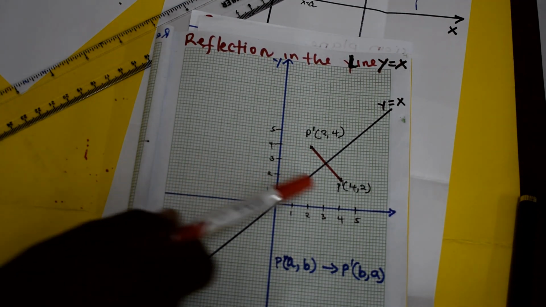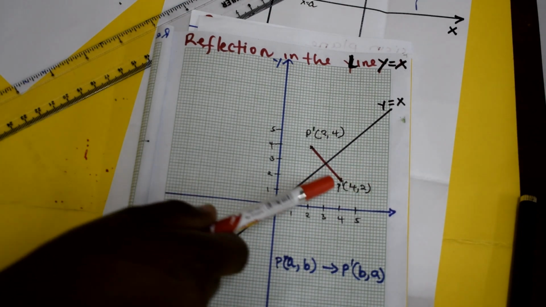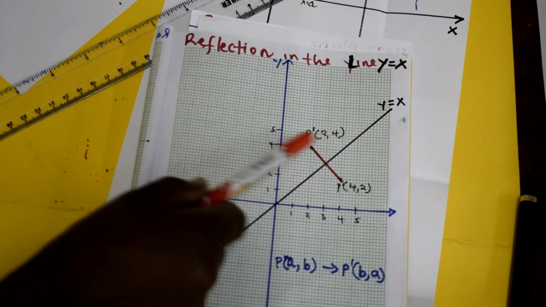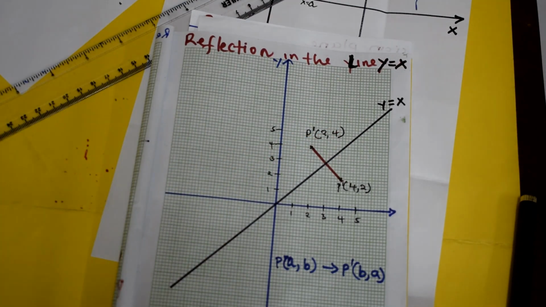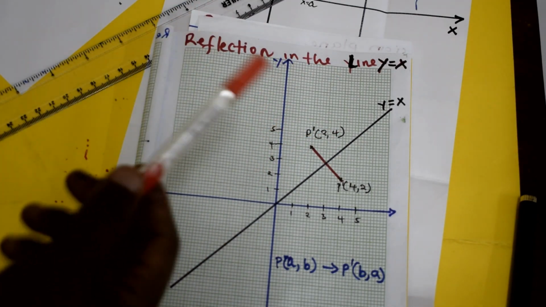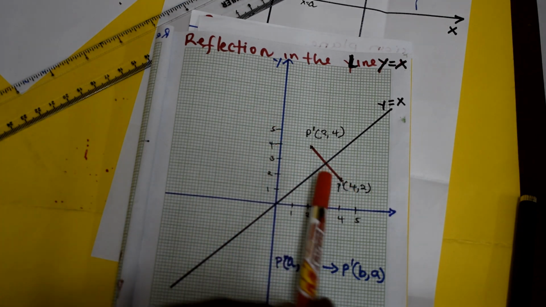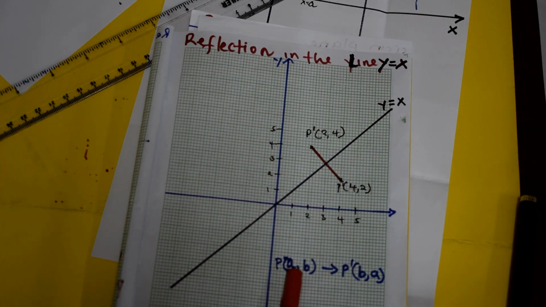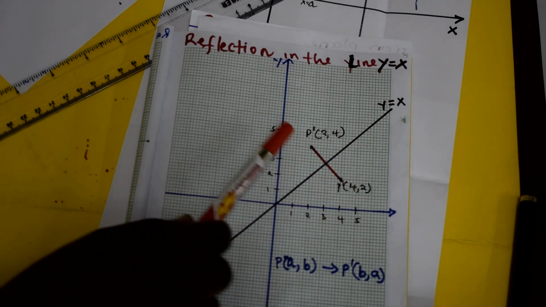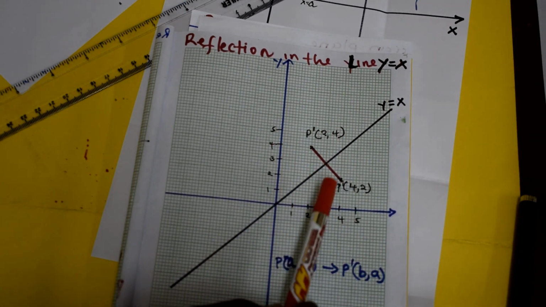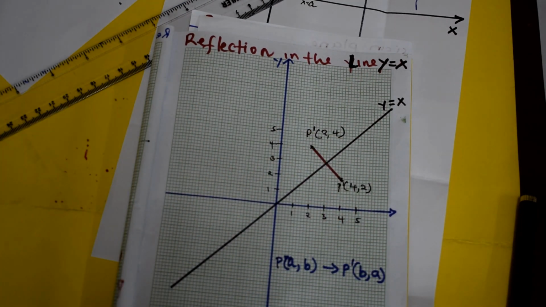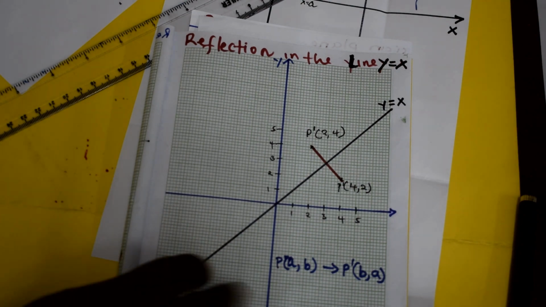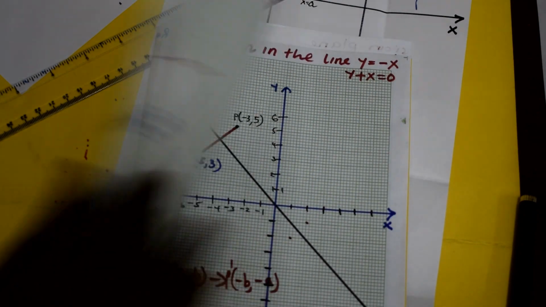The point which I took was P(4, 2), and if it is reflected on the line y equals x, you see we have (2, 4). This is a case where they just reverse. If this is AB, then we reverse to BA. That's why we have (2, 4). This becomes (4, 2), and if this is (4, 2), we have (2, 4). So reflecting on the line y equals x is very easy. You only need to reverse.